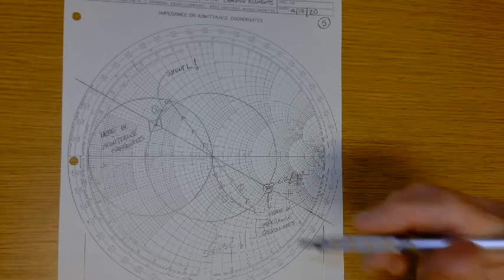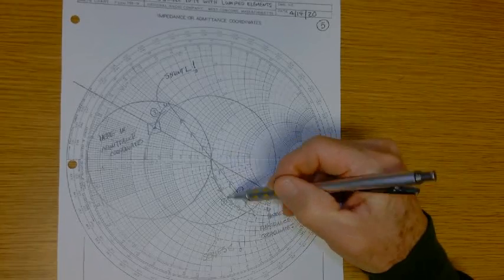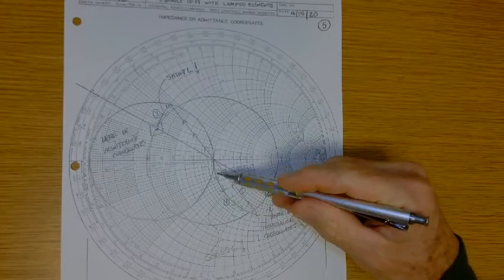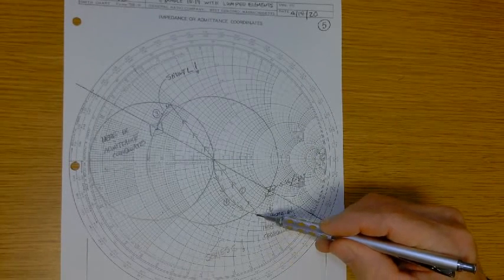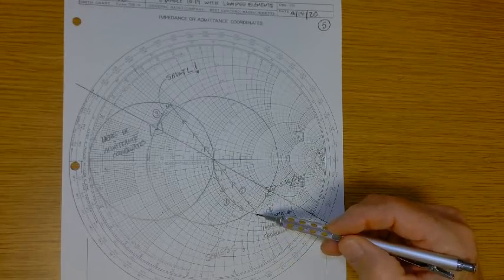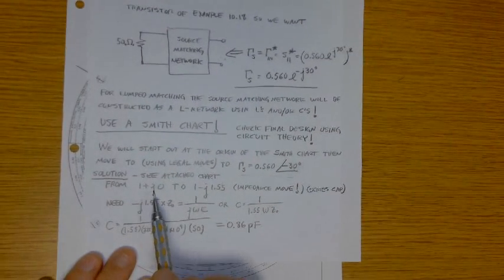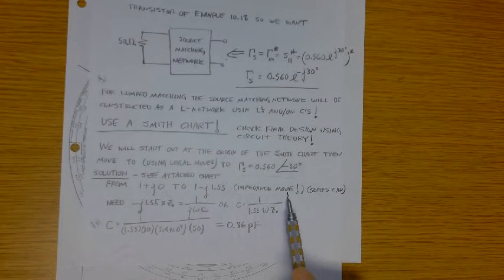So we want to go from 1 plus J0 to start with. This first move is going to be an impedance move, to 1 minus J0.55. From 1 plus J0 to 1 minus J0.55, that's an impedance move.